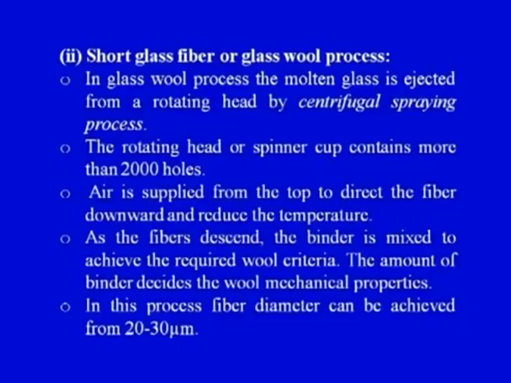In the glass wool process, the molten glass is ejected from the rotating head by a centrifugal spraying process. So, we have a centrifugal spraying process, the molten glass is present, and the molten glass is sprayed using this process. The rotating head or spinner cup contains more than 2000 holes. Air is supplied from the top to direct the fibers downward and reduce the temperature.